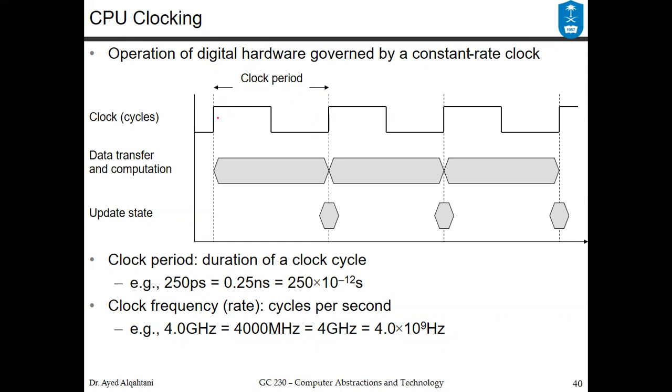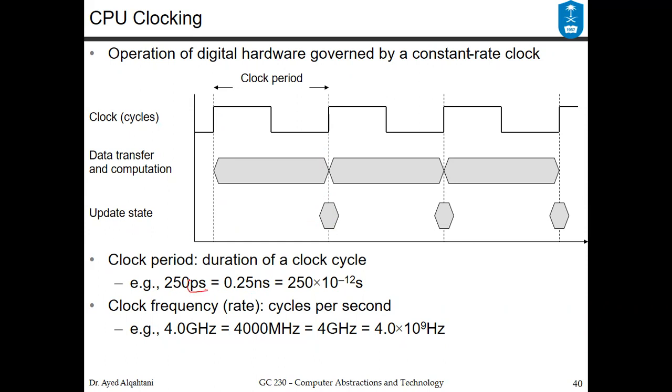And during this clock period, data transfer and computation could happen completely. So a job could be executed and transferred to the memory, or you could load a value from the memory and process it within this clock period. Now, it's good to know here that if you are dealing with a flip-flop or a latch where you save results, this happens on the rising edge if your flip-flop is rising-edge triggered. So it updates the state right here. Now, we define the clock period as the duration of a clock cycle. These are some examples.